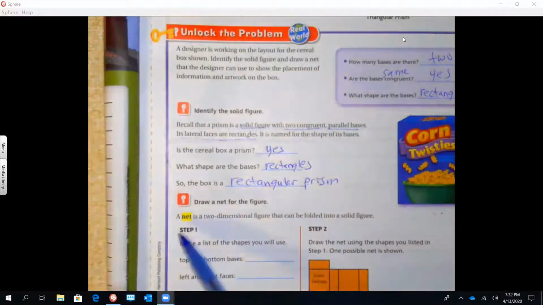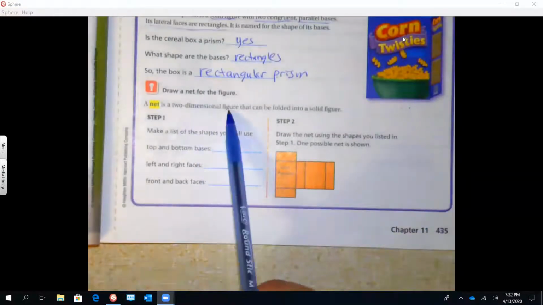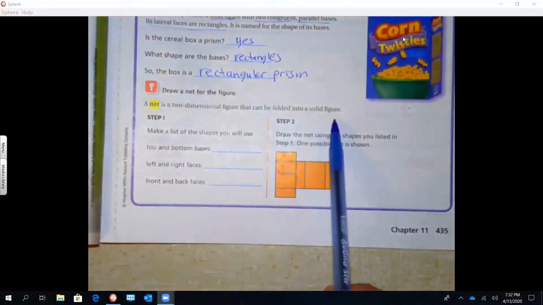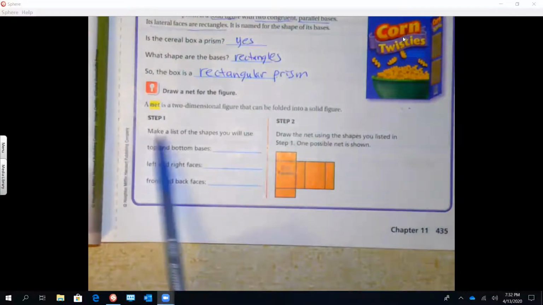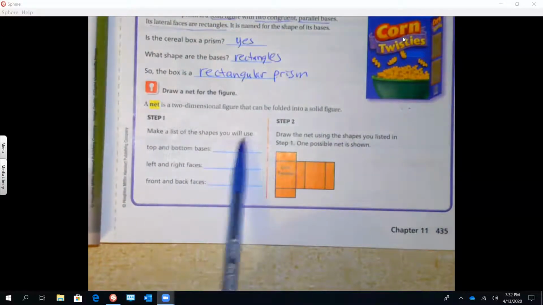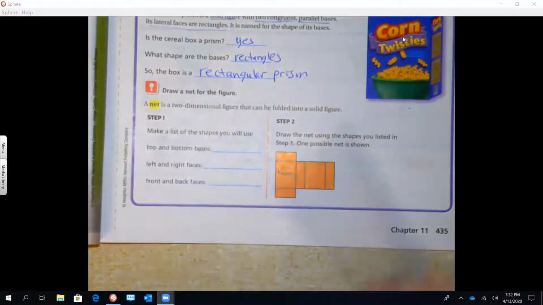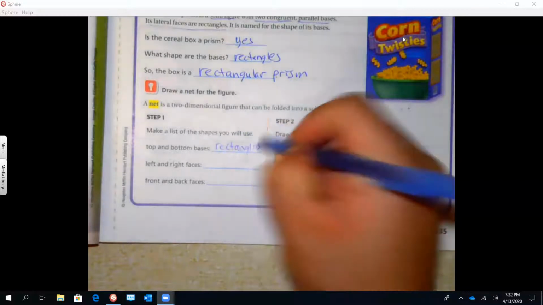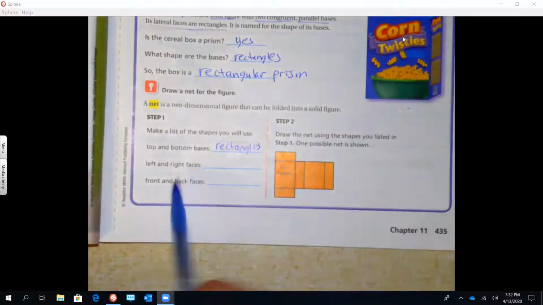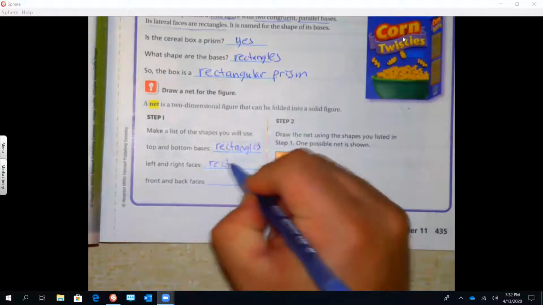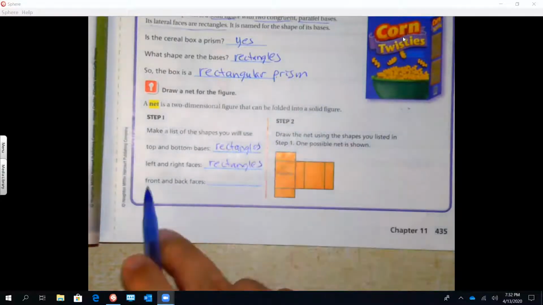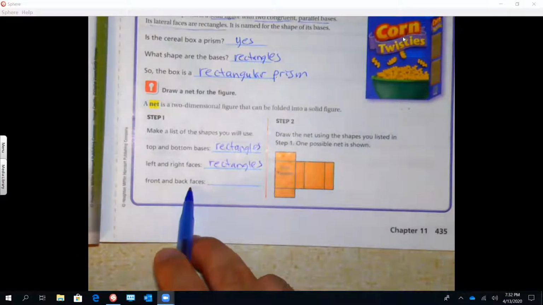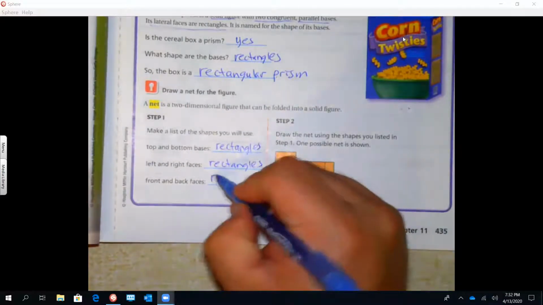Now draw a net for the figure. A net is a two-dimensional figure that can be folded into a solid figure. Step 1, make a list of the shapes you will use. Top and bottom bases, well, we know that those are rectangles. Left face, right face, and those look like rectangles too. And the front and back face. Those are rectangles.